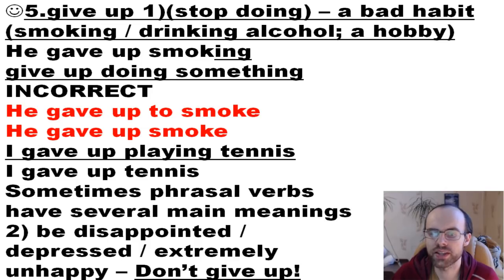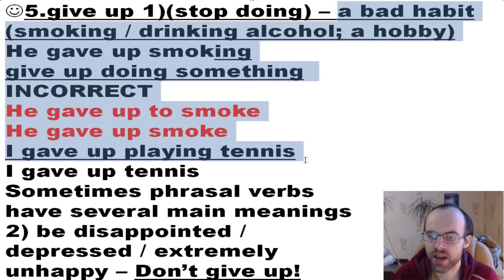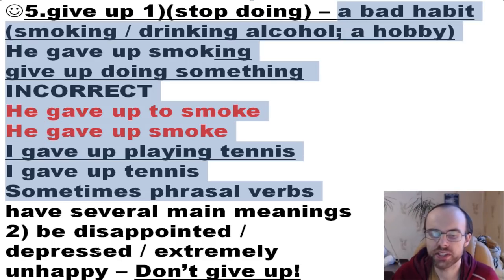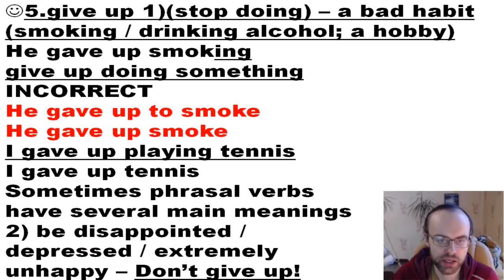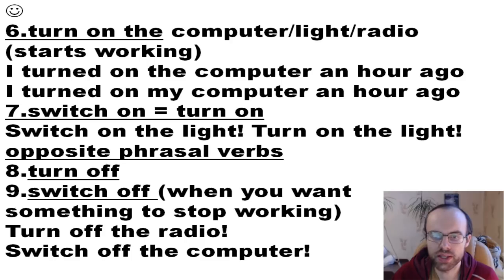Okay, so what next? There are some very common mistakes I don't want you to make any longer. I also focus on the fact that sometimes phrasal verbs have more than one main meaning. We're talking about the main meaning of a phrasal verb, like give up. You know that it means stop doing, and you see some examples and grammar explanations, and you also need to know that it has a second meaning, like be disappointed, depressed, or extremely unhappy. So it has the second meaning. Good. Alright, so what's next?